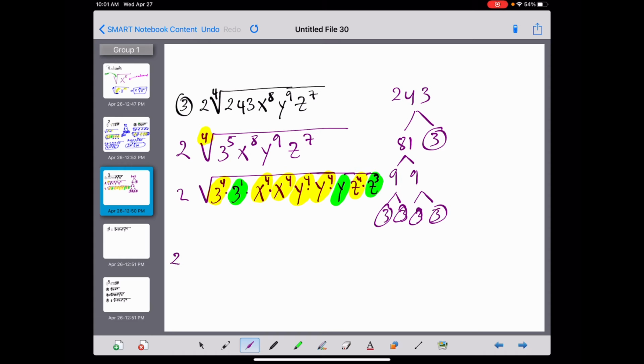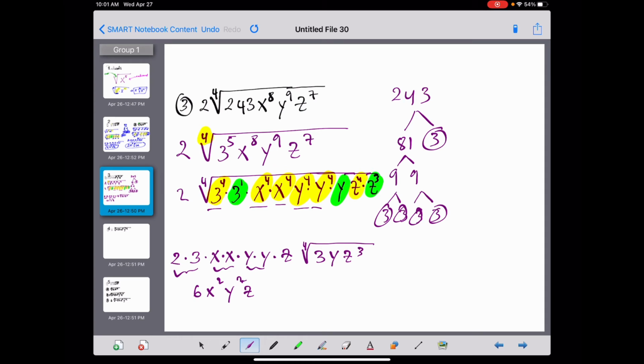So I already have a 2 in front, copy it down. So 3 gets to go out, x squared gets to go out, y squared gets to go out, z gets to go out, and the rest are stuck behind. Don't forget the root. I keep on forgetting that. So we have 3, y, z to the 3rd. In front we have 2 times 3 is 6. x and x is x squared, that's going to be y squared, and that's going to be z. And then we have the 4th root of 3y, z to the 3rd. Right there, that is your final answer.